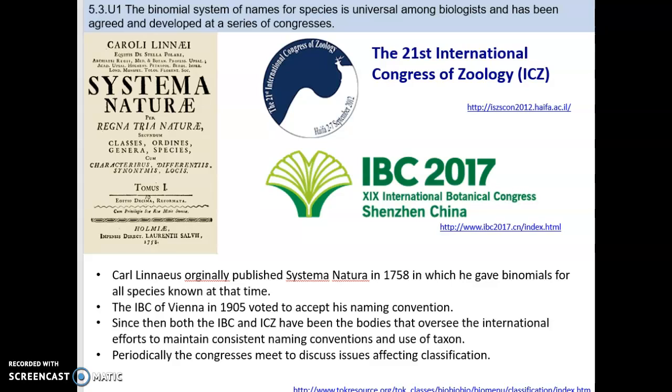This has been adopted for over 100 years now. Carl Linnaeus published it in 1758 for all the species known at the time because he wanted to classify things, which is kind of a human trait. We want to give everything a little box that we can put it into. And since 1905, it's been accepted as a naming convention and it's used around the world.